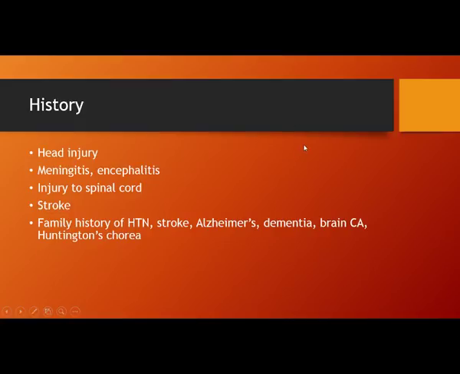Then any history of meningitis or encephalitis, any history of injury to the spinal cord, strokes or TIAs, and then family history of either hypertension, stroke, Alzheimer's, dementia, brain cancer.